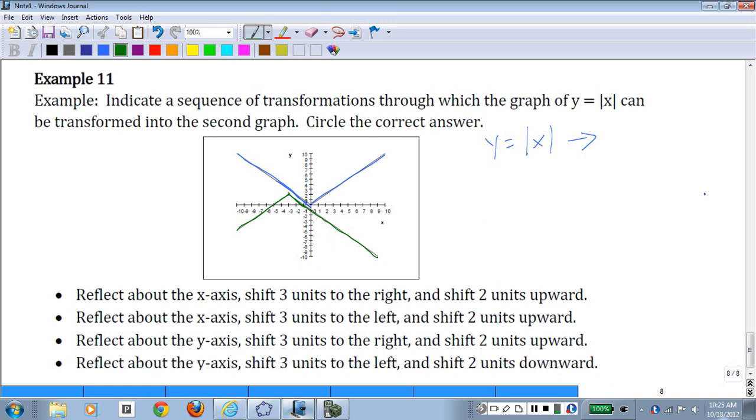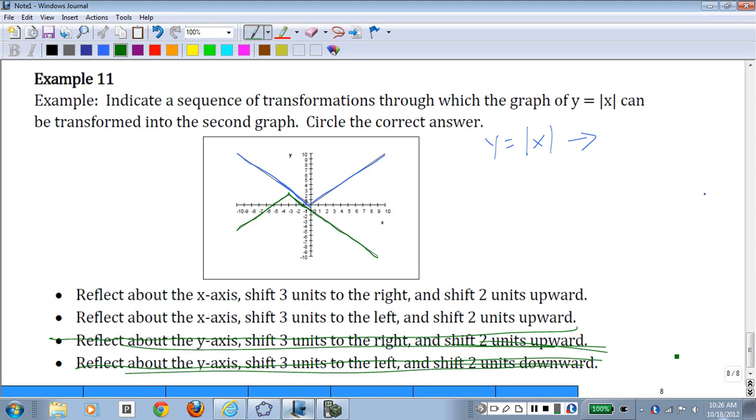What would happen if we start with the graph of the absolute value function, the blue graph, and reflect it about the y-axis? What would happen to that blue graph after a y-axis reflection, given that it kind of has y-axis symmetry? Well, we want to do the x-axis. That's the correct answer, right? X-axis. So we're going to rule out this, and we're going to rule out this. That's what's not to do.